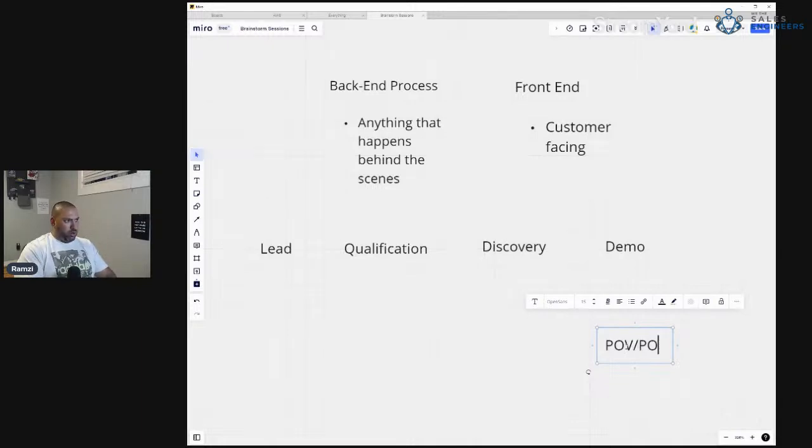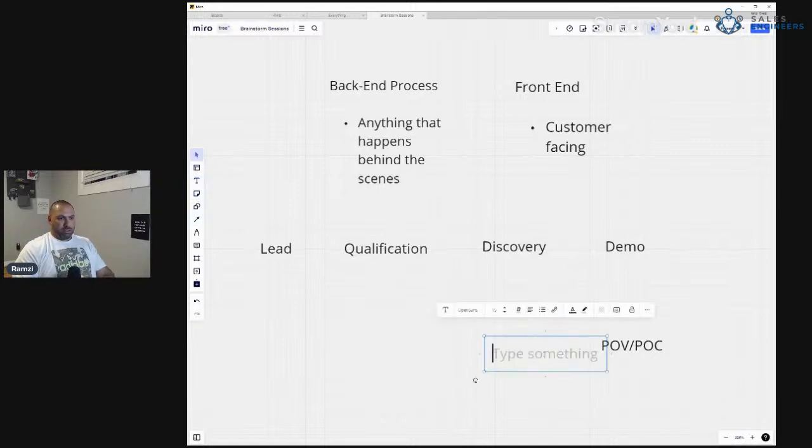Let's do this. POC. If anyone knows what POC or POV is, please put it in the comments. I'll share that in a minute if need be. So you have the demo, you have the POC, POV. That's part of the selling, right? We're showing the customer, after we understood what the problem is, that our product is the best product to solve your problem. And then what you have is the salesperson doing the proposal.